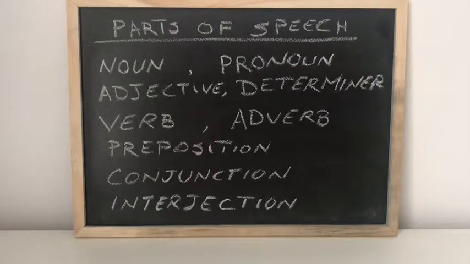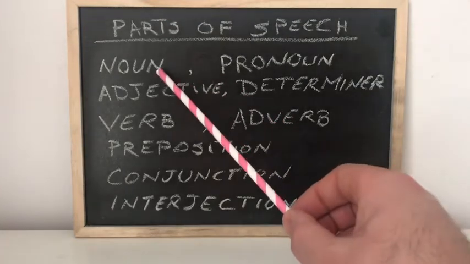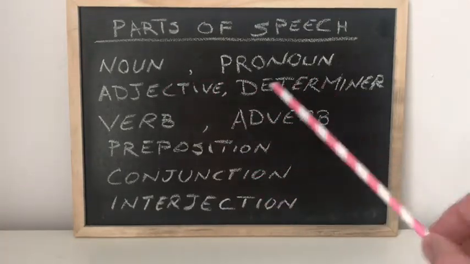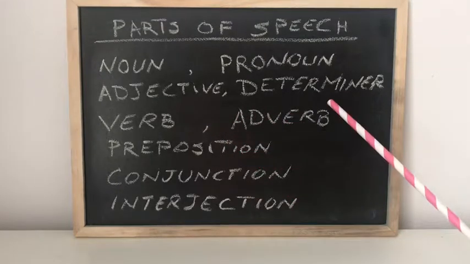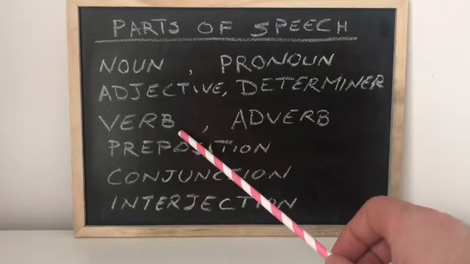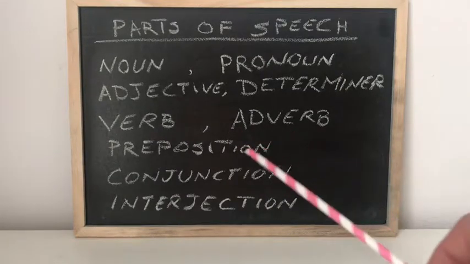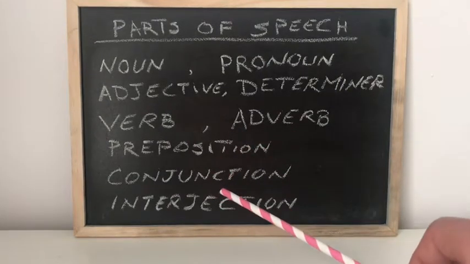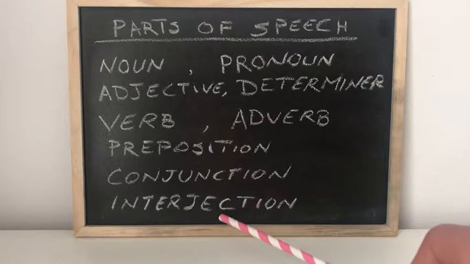Hi, today we are going to learn parts of speech in English grammar. Traditionally, there are 8 parts of speech, but in modern English grammar, there are 9 parts of speech. They are called noun, pronoun, adjective, determiner, verb, adverb, preposition, conjunction, interjection.